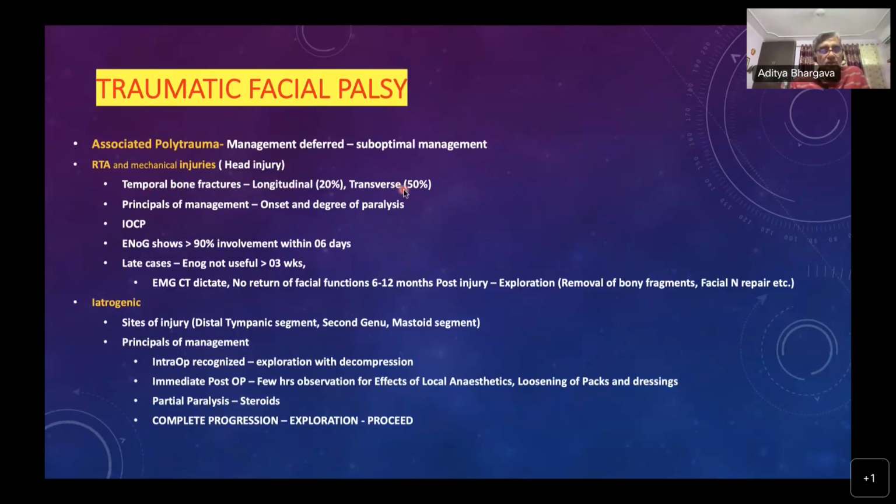There are two types, longitudinal as well as transverse. In longitudinal fractures there is 20% involvement of the facial nerve, and in transverse fractures there is a 50% chance of involvement of the facial nerve. What are the principles of management? We base our principle on the onset and degree of paralysis.